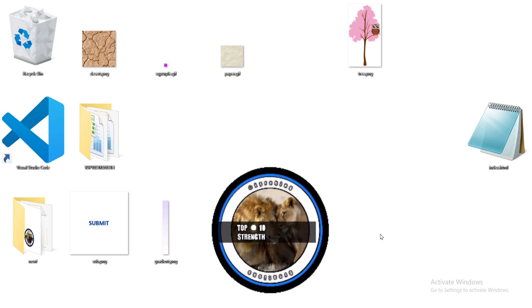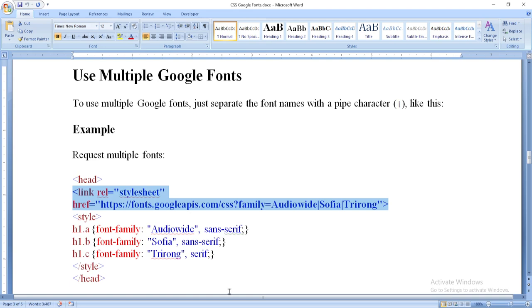Welcome back everyone. Quickly, let's continue our discussion on CSS fonts. And right now we'll be discussing how to use multiple Google fonts in CSS and HTML. In CSS and HTML, to use multiple Google fonts, just separate the font names with a pipe character, the pipeline, like this. So I'm going to show you how this works now.